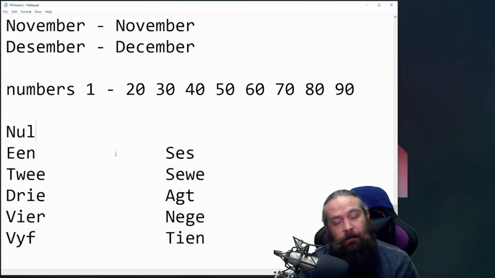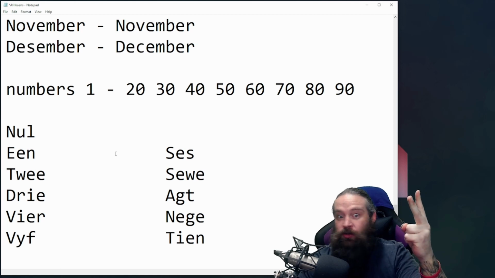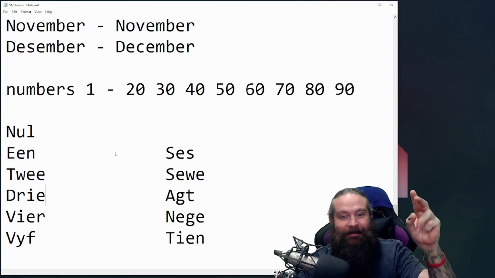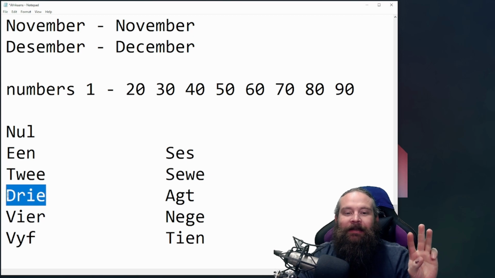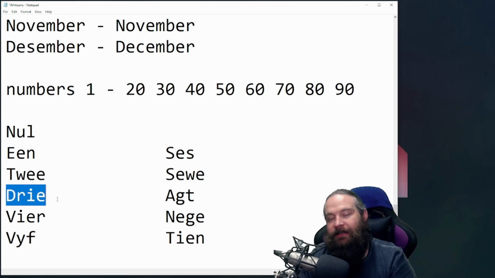Null! We've got null, or you could say 0. Either way, it's null. Then we've got een, 1. Then 2. Then 3. See, there's the double E sound again. Twee, 2. And then it's an IE sound. Drie, 3. Now, let's see if you can figure this one out.